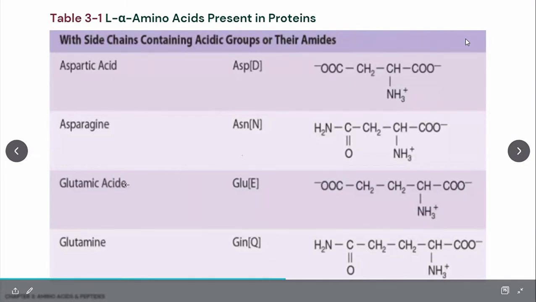Anong doon naman i ang acid? Oh. Hindi lang.